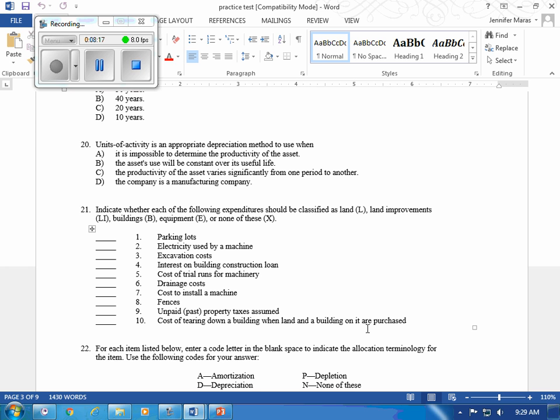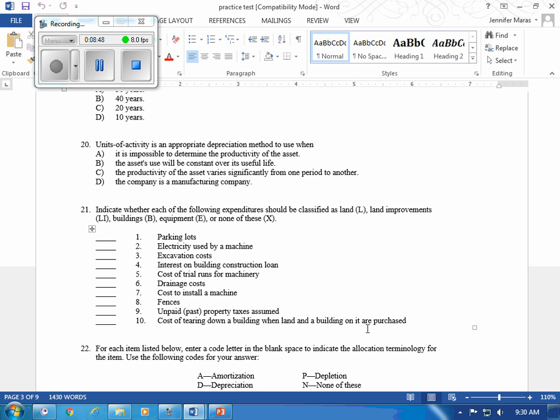Memorize the chunks of the chapter. L, LI, equipment. I forgot that other one again. Buildings, B, or X, none of the above. The big one there is if it's a recurring cost like gasoline, that's an expense. That's not any of them. If it's putting tabs on it, that's an expense, that's doing it every year. The hard one is property taxes. If it looks like it's happening every year, that's an expense.